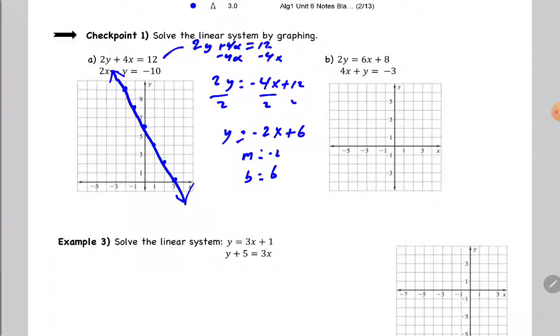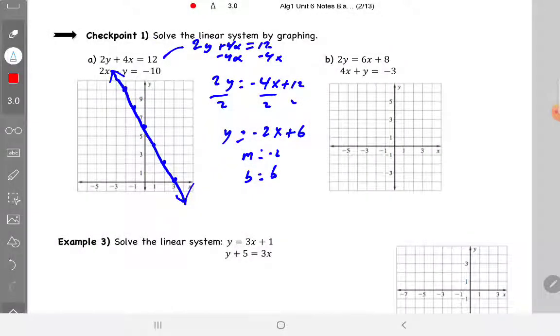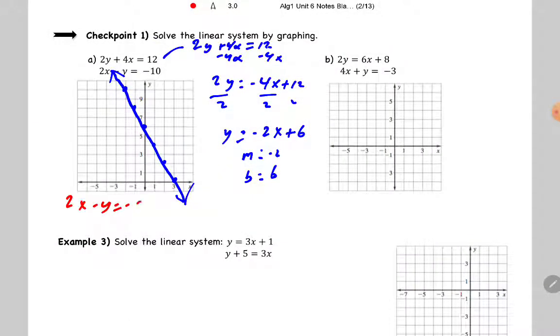Okay, and then our other line, 2x minus y equals negative 10. So I'm going to subtract 2x over, and we'll get negative y equals negative 2x minus 10. To get rid of this negative, I have to change everything to the opposite. So the opposite of negative y is positive y. This negative will become positive as well, plus 10.